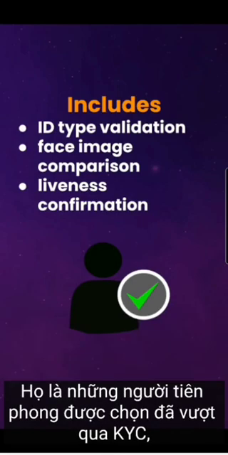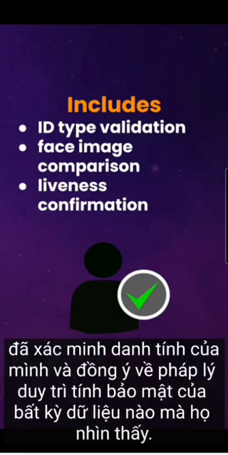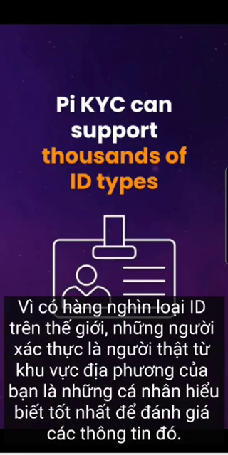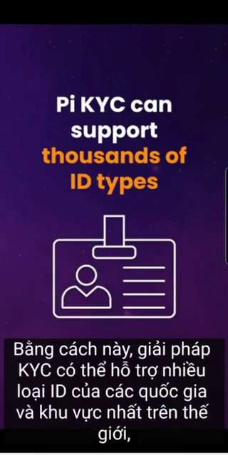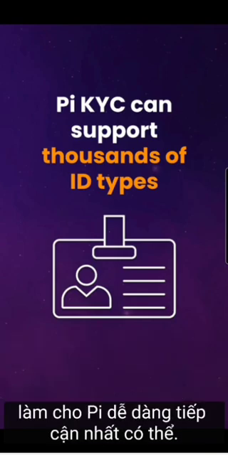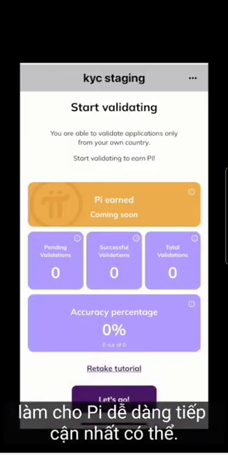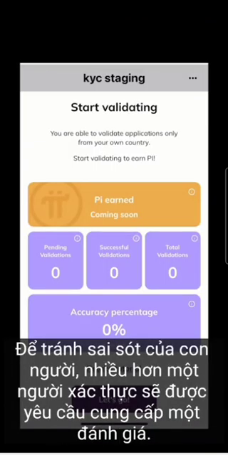These are selected pioneers who have already passed KYC, verified their identity, and have legally agreed to maintain the confidentiality of any data they see. As there are thousands of ID types in the world, human validators from your local region are the best knowledgeable individuals to assess that information. This way, the KYC solution can support the widest variety of countries and regions, ID types in the world, making Pi as accessible as possible. To avoid human errors, more than one person will be asked to provide an assessment.